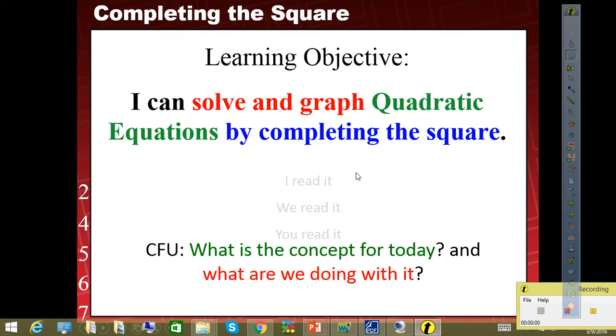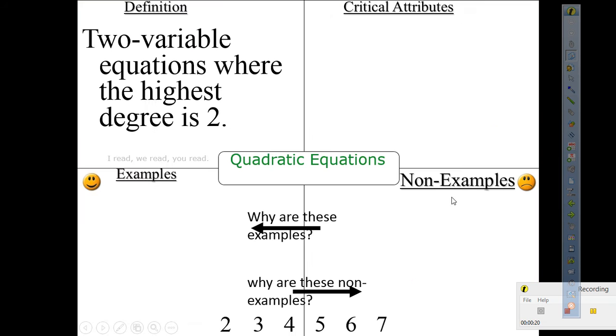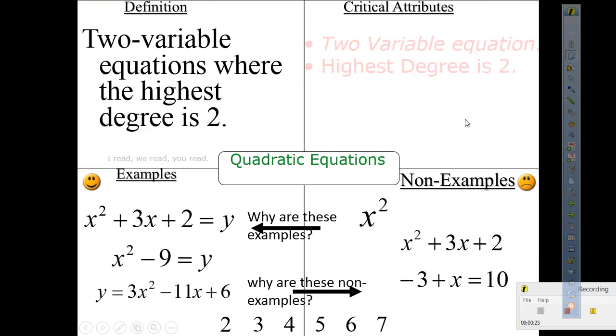Okay, our objective for today: I can solve and graph quadratic equations by completing the square. Let's read together. 1, 2, 3. That is correct. So we're still on quadratic equations, so you don't need a Fourier model. Okay? And today's method is completing the square, so we don't need a Fourier model for today.